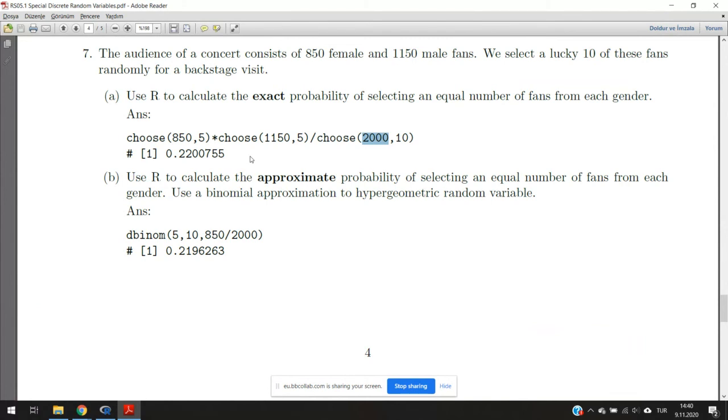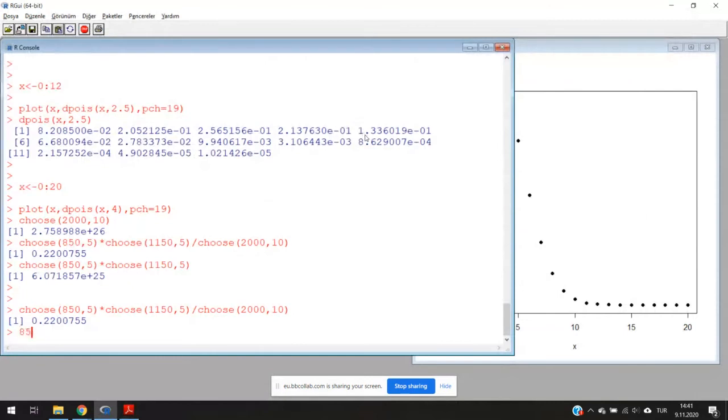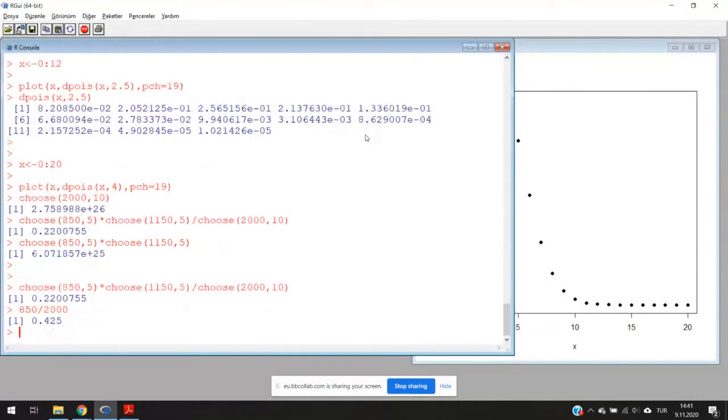So here, when you choose randomly a person, the probability that it will be a female will be approximately equal to 0.425 in the first selection. Now, depending on your first selection, of course, the probability of selecting a second female will change dependently. However, it will not change too much. Why? Because both these 850 and 2000 are comparatively large values.